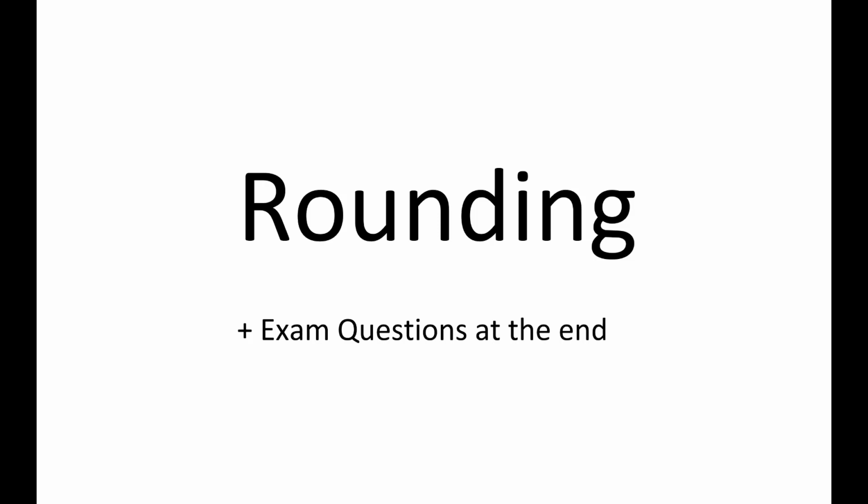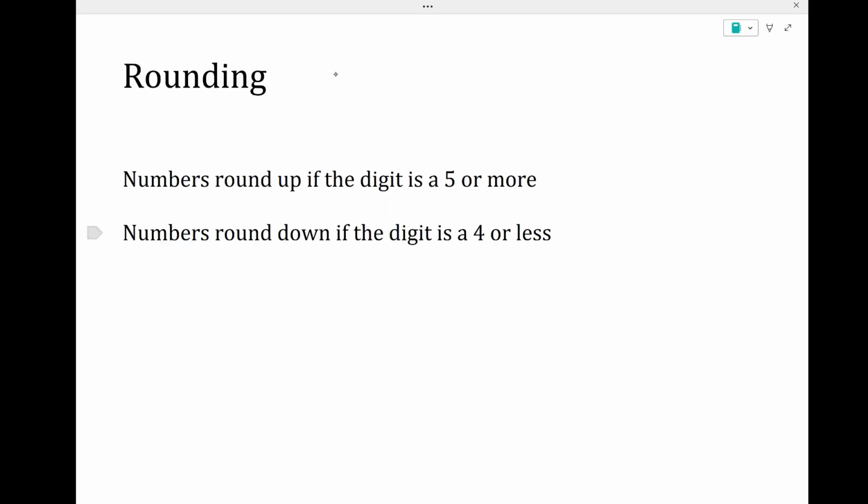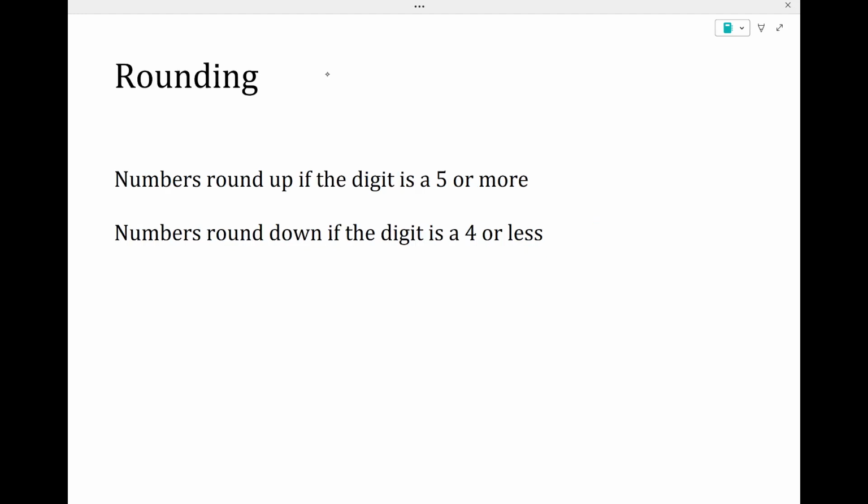Today we're going to be going through rounding. In this video you'll learn all the rounding skills that you will need for your GCSE exam. The simple rule of thumb is that a number will round up if a digit is 5 or more. So if the digit is greater than or equal to 5, it will round up. Numbers will round down if the digit is 4 or less. So if the digit, say digit A, is smaller than or equal to 4, the number will round down.